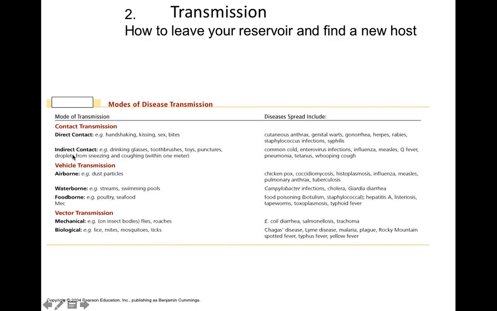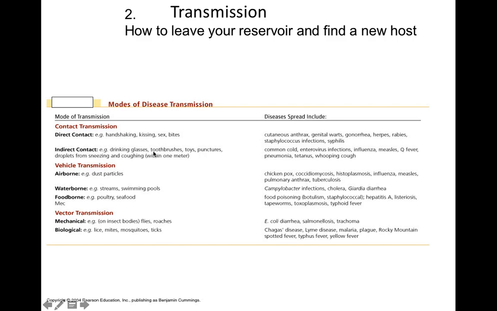And then in addition, you guys, in indirect contact transmission, we'll talk about fomites. And fomites are inanimate objects like drinking glasses, toothbrushes, and toys that can become contaminated with a pathogen. Like punctures. Say, remember, you guys, the rusty nail with the Clostridium tetani endospores on it, right?